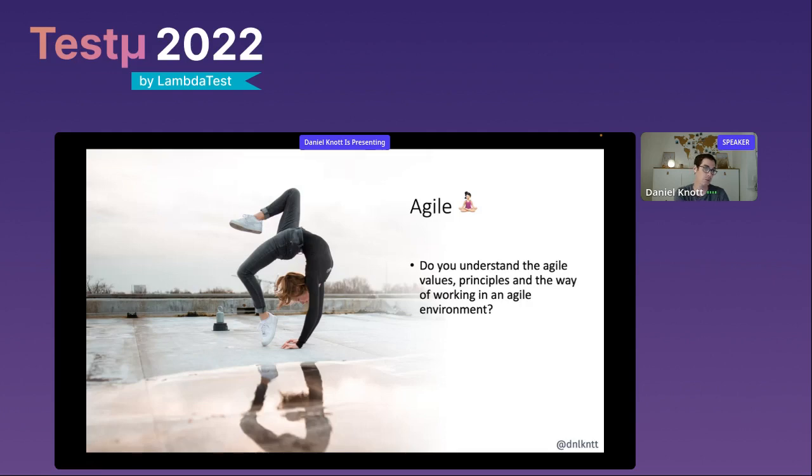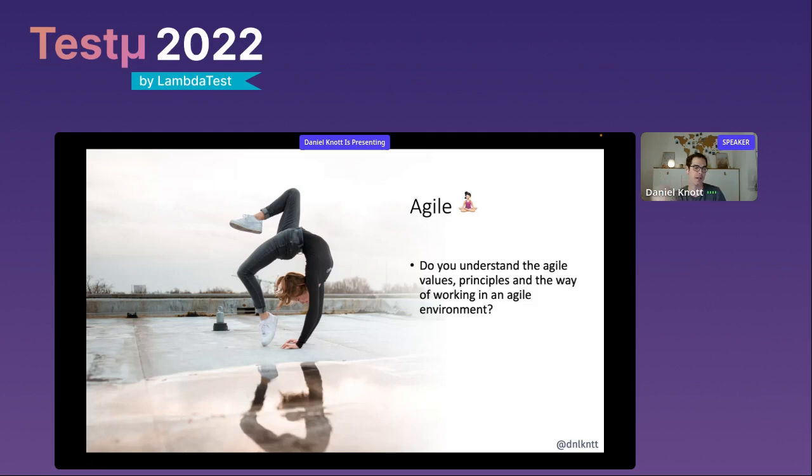And the last point in the category is the topic of agile. Do you know and do you understand the agile values, the principles, and the way of working in an agile environment? Of course, if you have an agile environment, right? If you don't, you can replace this category with any environment that you have, depending on your company, your product, your team. Because I think that's also important to talk about these kinds of things.